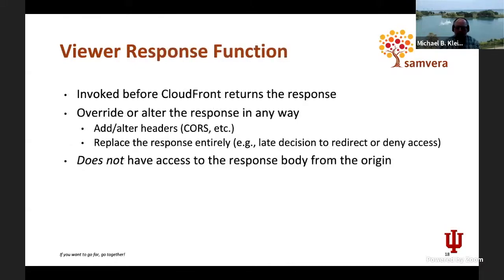Viewer response functions are invoked just before CloudFront returns the response to the requester. It can override any part of the response, for example, to add cross-origin resource sharing headers, or even to make a late decision to redirect or deny access, but it does not receive a copy of the Lambda-generated response body. This is because of that 6 megabyte limit. There's really no great way for us to allow it to be passed through because of that limit on Lambda functions. But if we figure out a workaround, maybe it could be used in the future, for example, to watermark full-sized images on request.